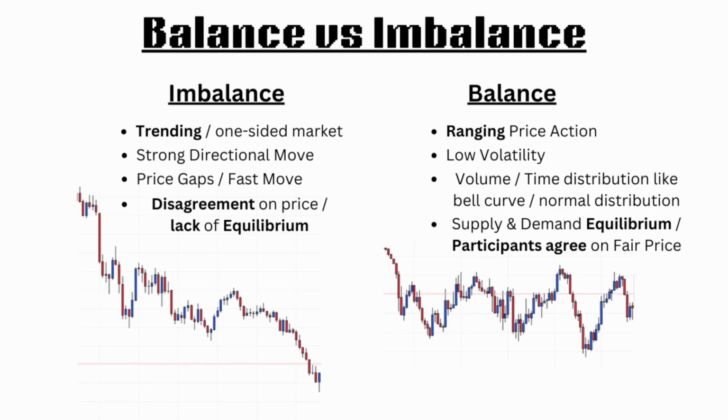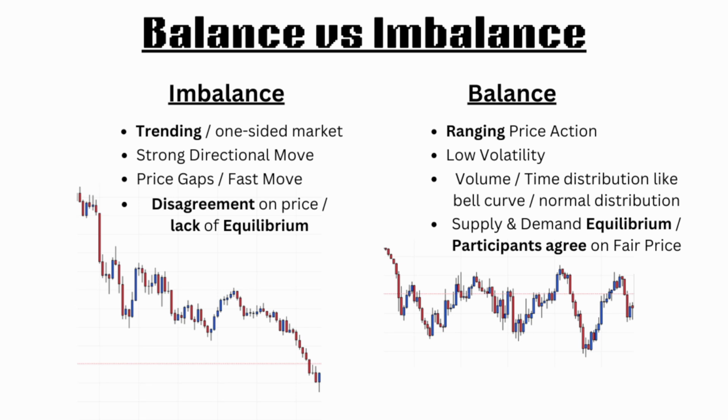Now, to fully understand how we can use this, we first need to understand a little bit about auction market theory. And in auction market theory, there are two states of market. There is imbalance and balance. Now, imbalance, as we can see here on the left, is when we have a trending market that is dominated by one side. In this example, it's dominated by the sellers, and this shows us that there is a disagreement on price or there is a lack of equilibrium.